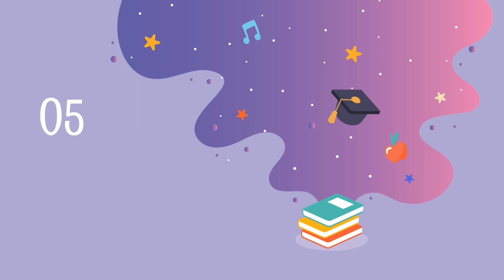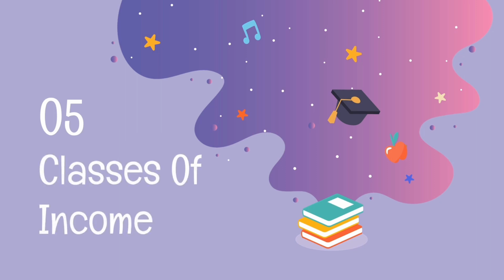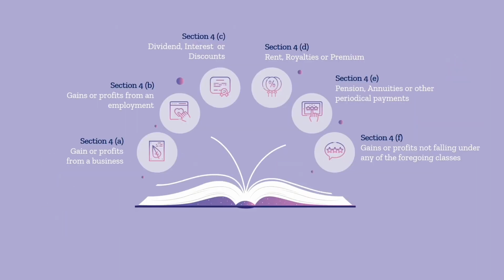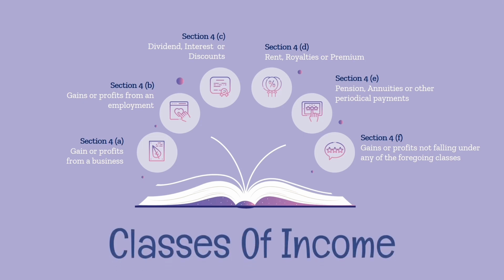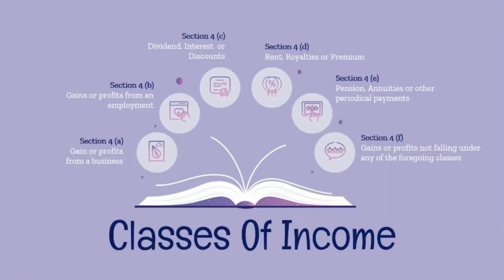I'm going to be the person in charge to explain about the class of income. Class of income is under Section 4 in Income Tax Act 1967. The first section is Section 4, subsection A. It's about gain or profits from a business. Section 4, subsection B. It's all about the gains or profits from an employment. The third one is Section 4, subsection C. It's about dividend, interest, or discounts.